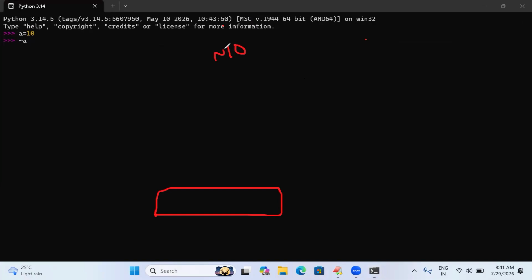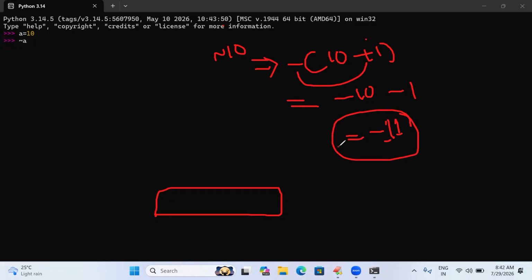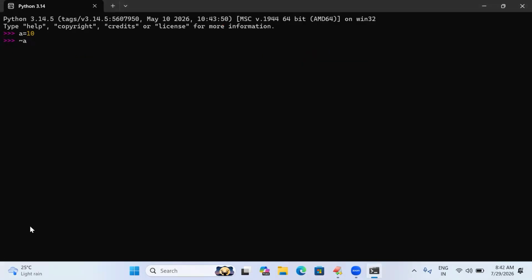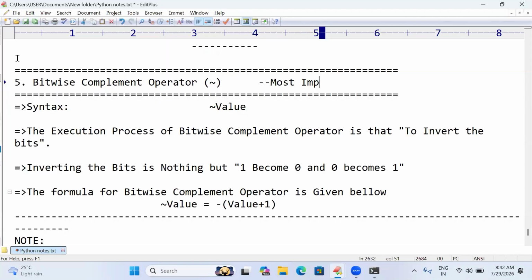We are considering the negation of 10. So whenever it is going to do the negation of 10, the formula is like this: minus of value plus 1, right? So minus of value plus 1 is equal to minus 10 minus 1. Minus into plus is minus, right? So the answer is going to be minus 11, right? It is going to print here. So let's see, is this right or wrong? See, the output we have is minus 11, right? So this is a negative number, right? So minus 11 is a negative number.